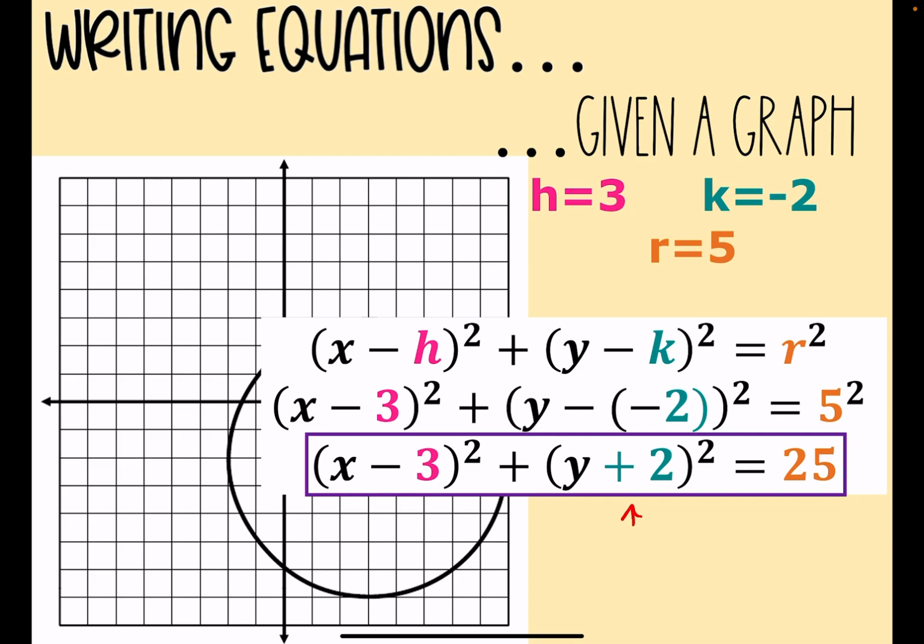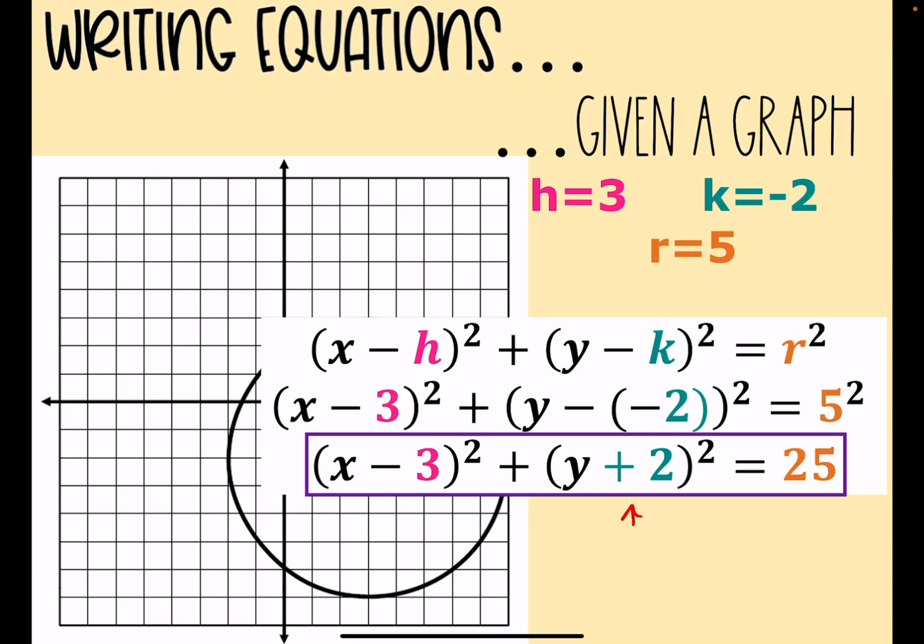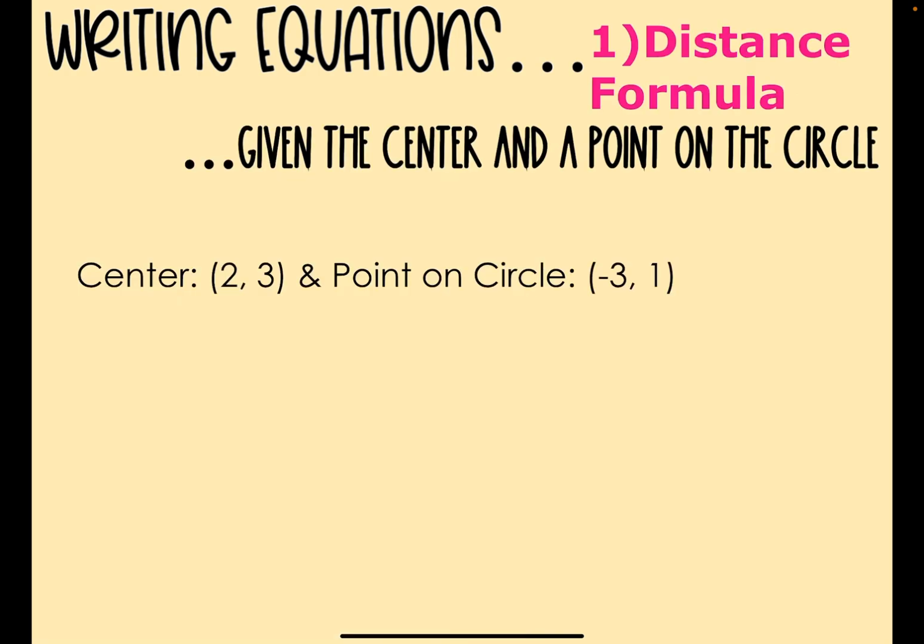Now what we're going to do is we're going to be given the center and a point on the circle. So it's one of these random points that I was telling you about. It's not vertically or horizontally down. It's some random diagonal point from the radius. So what's going to end up happening is you're going to have to find the radius.